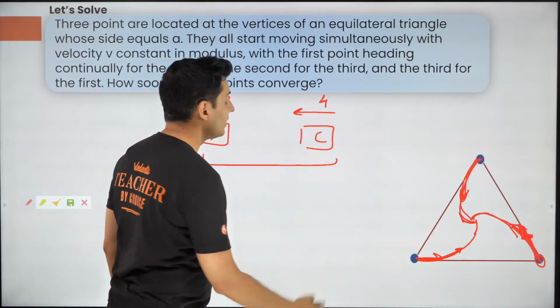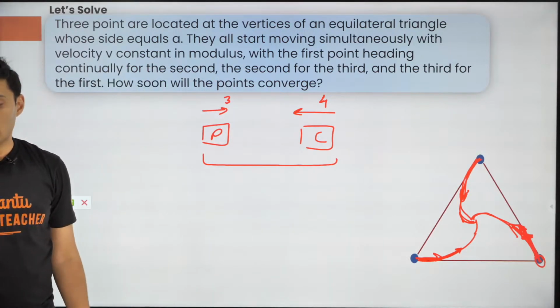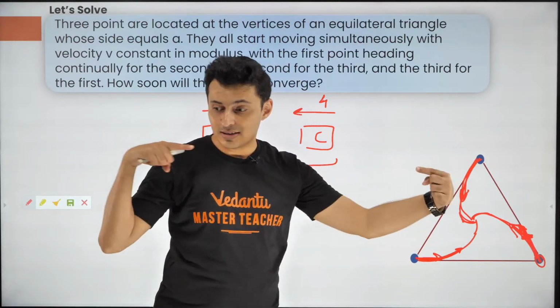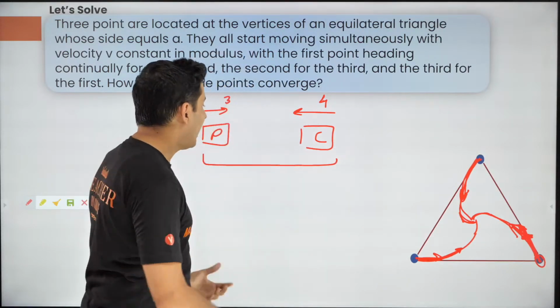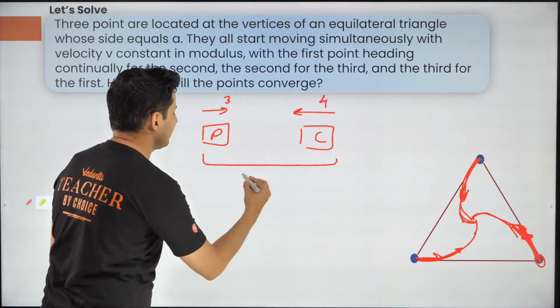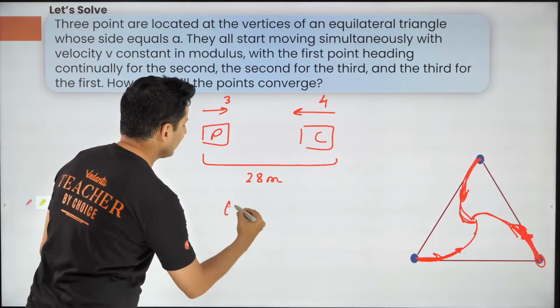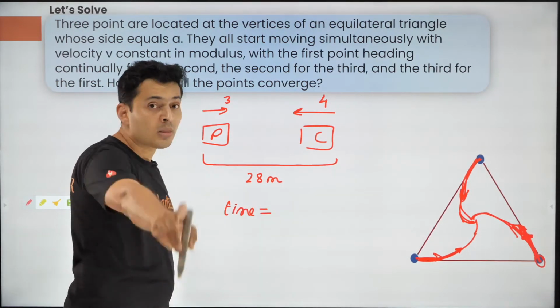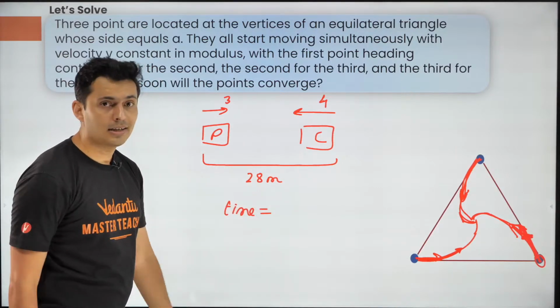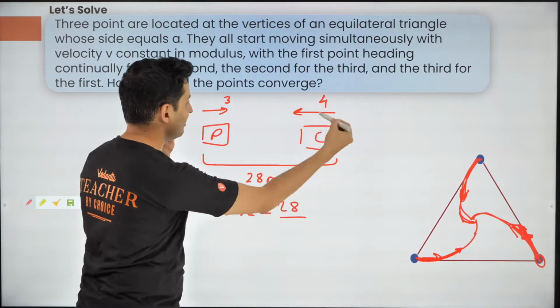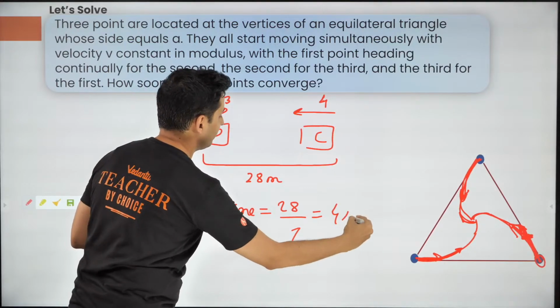What is the relative velocity? Tell me. 7, right? Very good, Chaitanya. Excellent. This velocity and this velocity will add. And if the distance is 28 meters, after how much time will they meet? Time is distance divided by speed, which is 7. So they will meet after 4 seconds.